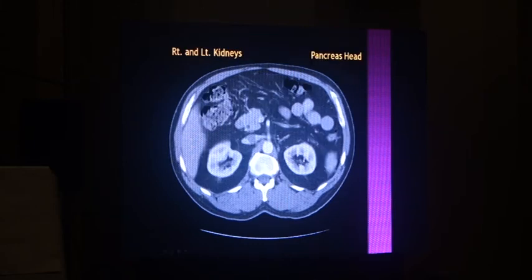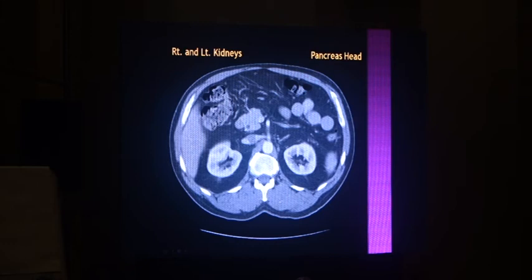Right and left kidneys. We can very well appreciate the pancreatic head. Yes, this is the pancreatic head. And what is this structure? These are the muscles around the spine, erector spinae as well as quadratus lumborum.